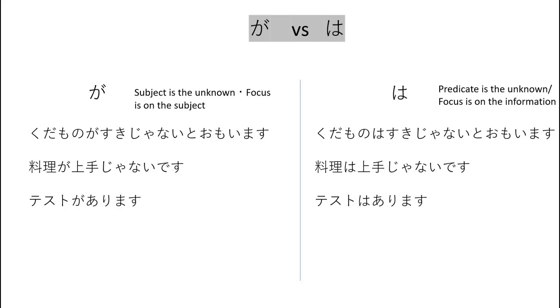料理が上手じゃないんです。Not good at cooking. 料理は上手じゃないんです。In this, the focus is on the information that she or he is not good at. So the focus is not good at, not on the cooking. テストがあります。The focus is on the test, whereas テストはあります。The focus is on the information about the test, that there is a test. So these were the grammar points from the Minna no Nihongo lesson 26.